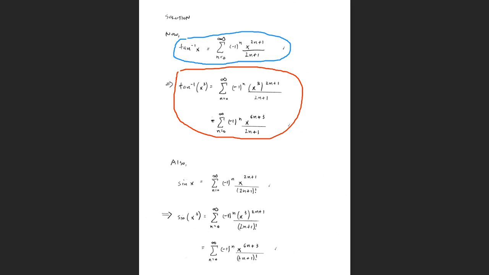So here is the Maclaurin series for the arctangent of x. And from there, we can get the Maclaurin series for the arctangent of x cubed. Let me let you copy that down. Please let me know if you have any questions, okay?